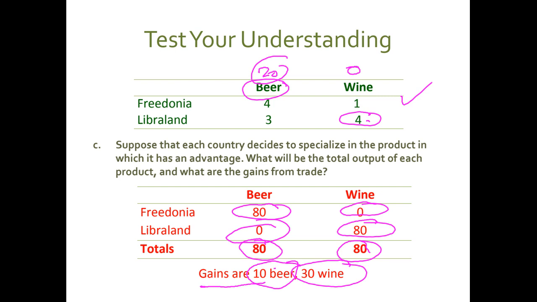Suppose 5 beer is equal to 15 wine, if this is the ratio, then Liberland is specializing in wine. So Liberland will give 15 wine to Fredonia and get 5 additional beer. So both countries will gain. But I'm not talking about the distribution of gain within a country, and also between the countries. So what is the terms of trade?